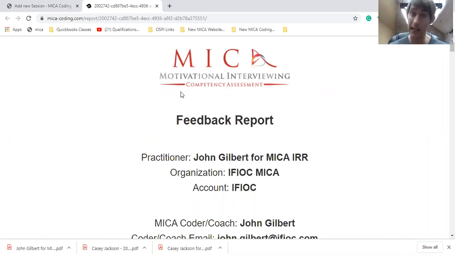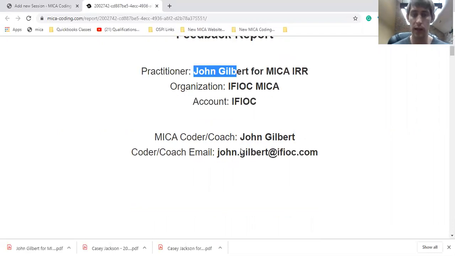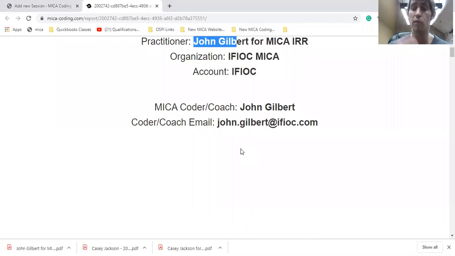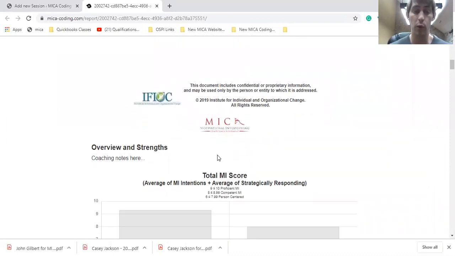So as we start to look at the first page of the report, that's what we have here. You would get it in a PDF form. You'll see that the Motivational Interview and Competency Assessment title is here. Here's the practitioner. This would be your name right in here. And then the organization that's doing it, in our case, IFIOC, we're providing that. And here's your coach's name and then the email to be in touch with them. Likely, once you've got the report, you will have all that.